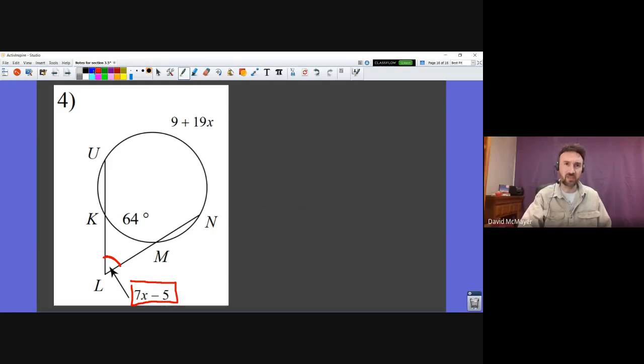And then we have 2 intercepted arc measures. The intercepted arc measure on the far side of the circle, from point U over to point N, is given by this algebraic expression 9 plus 19x. And then this arc measure on the closer side of the circle, closer to the intersection point, is just marked 64 degrees. So there's a relationship between those 2 blue arc measures and this one red angle measure. You have to use that relationship in order to find the value of x in that diagram.